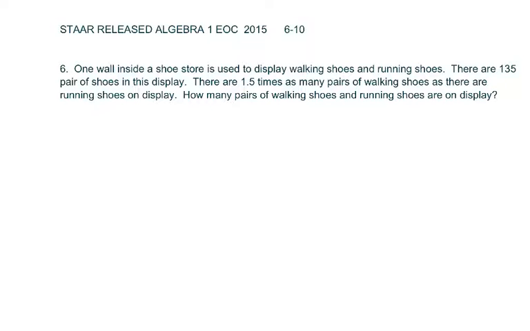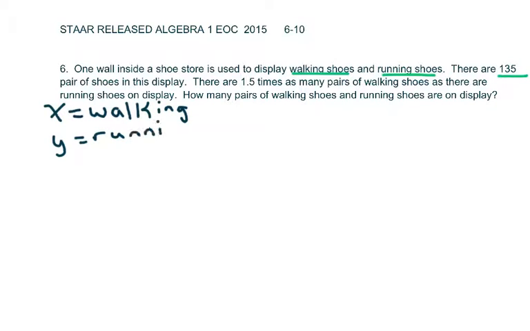First of all, this is a system of linear equations. You will have one of these on your exam. So the first thing we want to do is set up the system. We have walking shoes and running shoes, and there's a total of 135. So I'm going to let x equal the walking shoes and y equal the running shoes. And the total, my walking and my running, is 135.